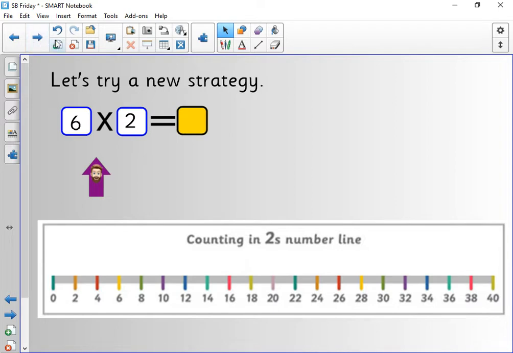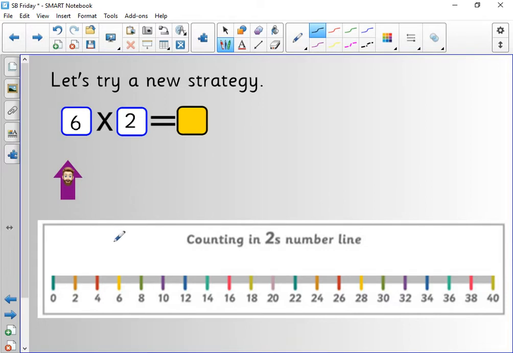Right, we're going to try a new strategy. Read the calculation with me. 6 multiplied by 2 equals 6 lots of 2 equals. So I need 6 2's. So I'm going to use my number line to help me.